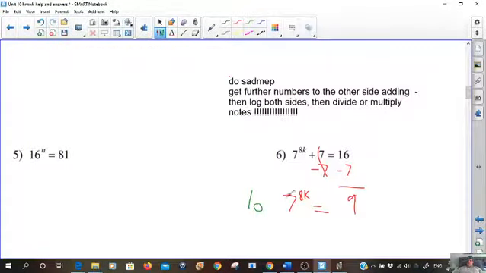Let me move this out of the way. Sorry, I'm going to feel bad if that was in the way. Now I got to start over. Hopefully not. Okay, so get the numbers to the other side, adding, then log both sides, and divide them over.